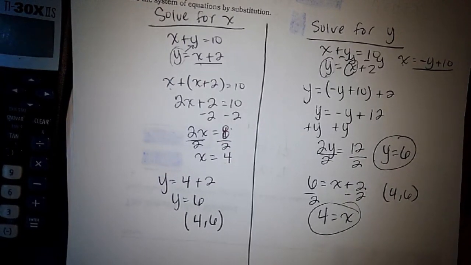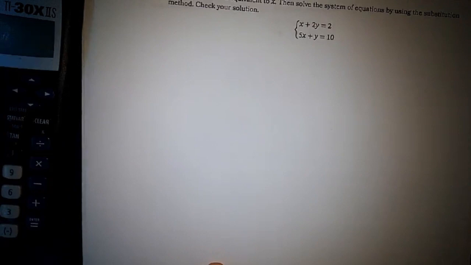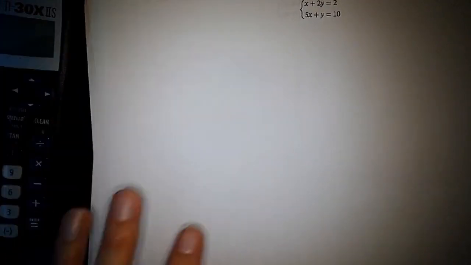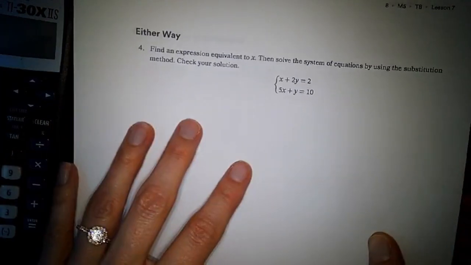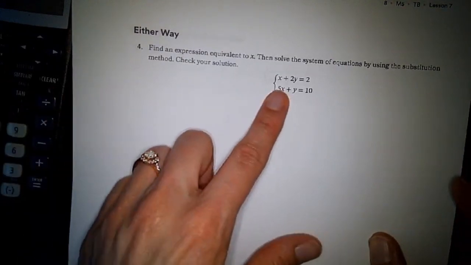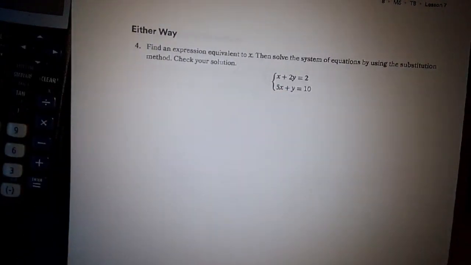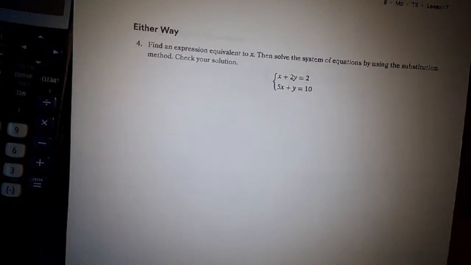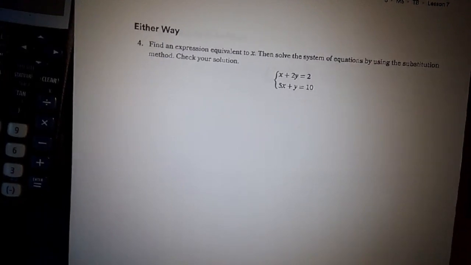Number 4 says, find an expression equivalent to x. Then solve the system of equations by using the substitution method. Check your answer. So we want to find an equivalent expression to x. What are they telling us to solve for, x or y? We're finding the equivalent to x. And then we're going to solve.